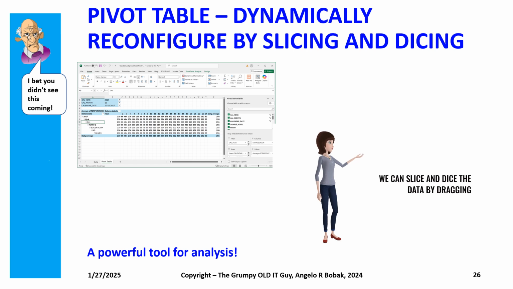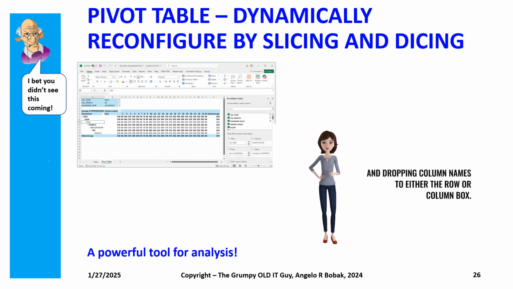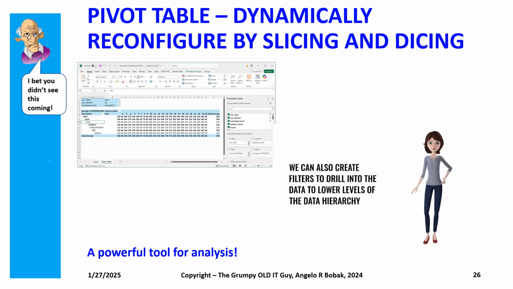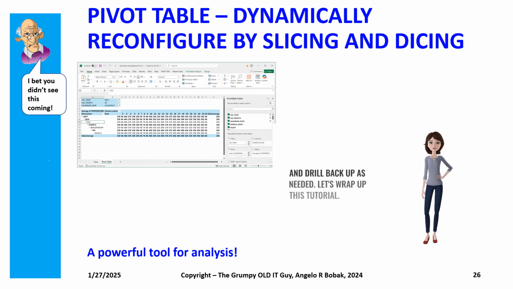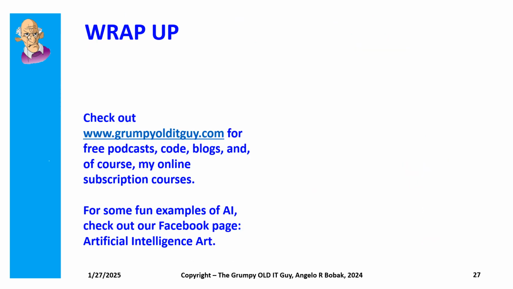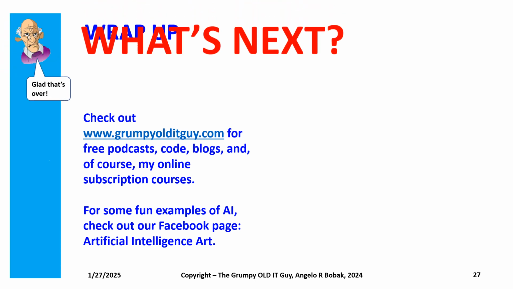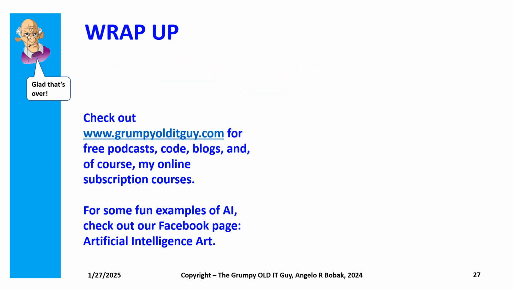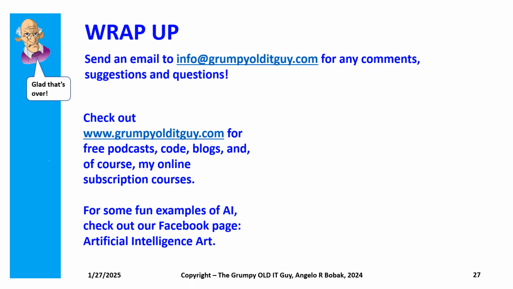We can slice and dice the data by dragging and dropping column names to either the row or column box. We can also create filters to drill into the data to lower levels of the data hierarchy and drill back up as needed. Let's wrap up this tutorial. Good job, Assistant Professor Dubois.